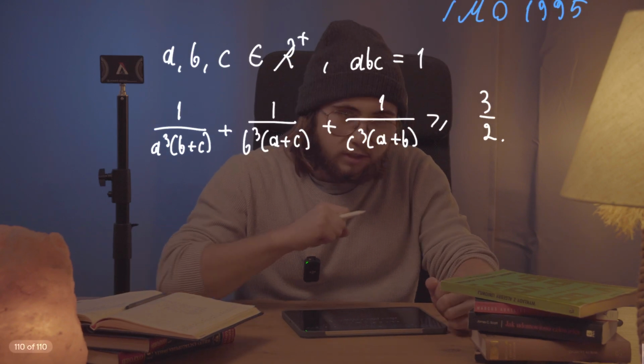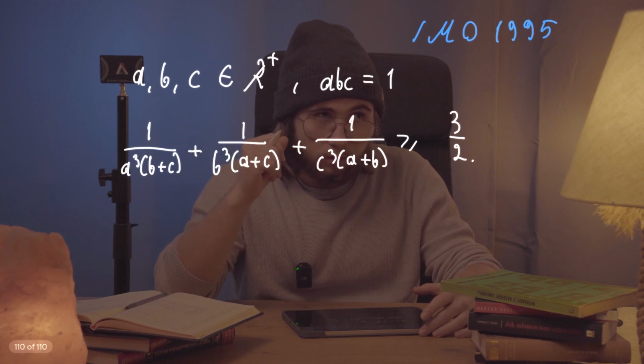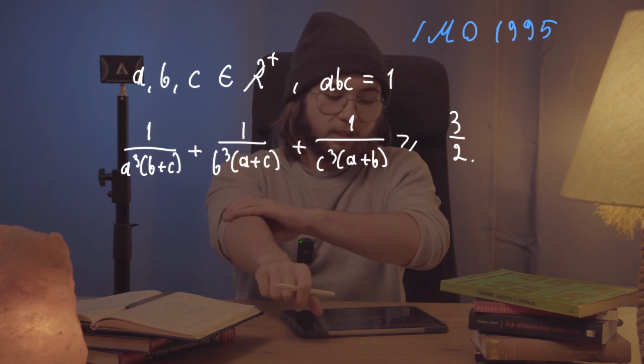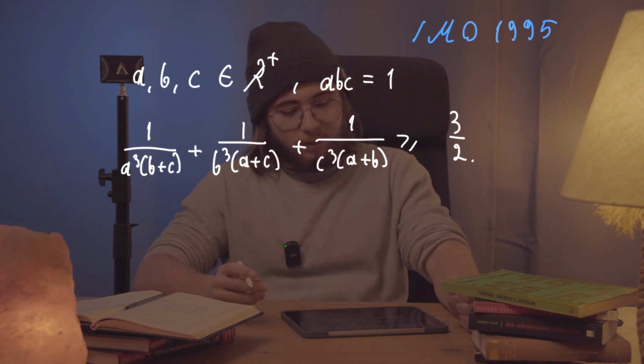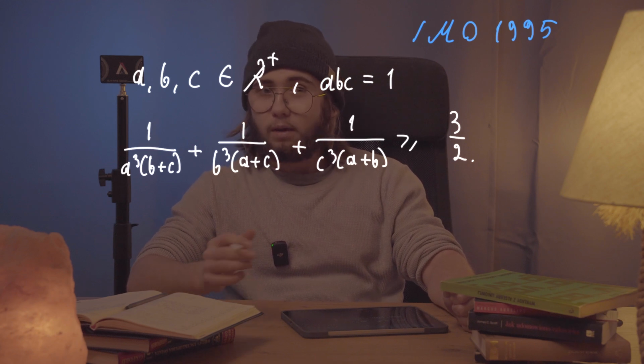That's the end. Okay guys, so for the fourth problem, the 1995 IMO inequality question, which is as follows. Given that a, b, and c are positive real numbers such that the product is equal to 1, we're supposed to prove that 1 over a cubed times b plus c plus 1 over b cubed multiplied by a plus c plus 1 over c cubed multiplied by a plus b is greater than or equal to 3 halves. Okay, so how are we supposed to do it?